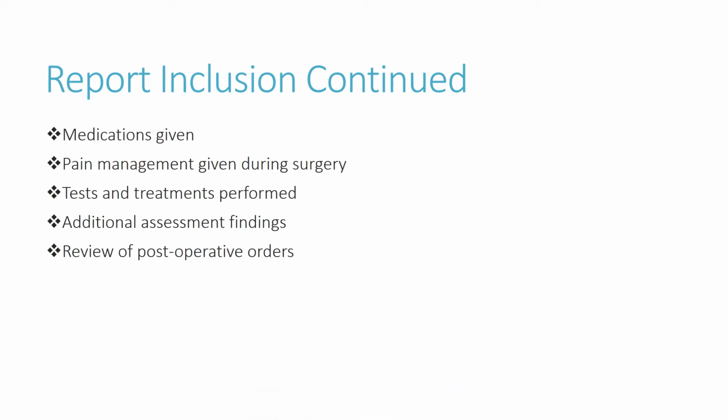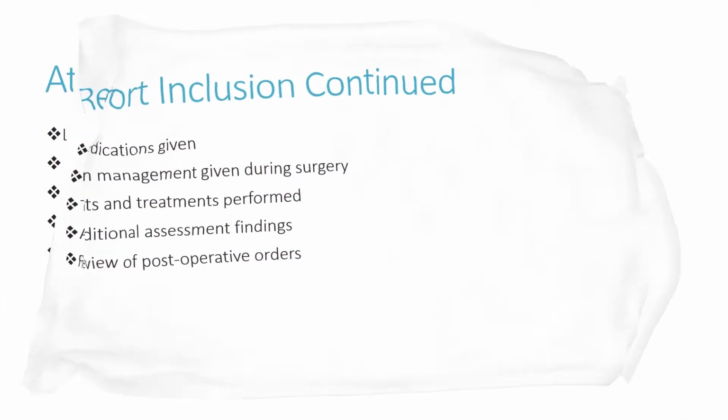What type of medications has the patient been given? Do they receive antiemetics, opioids, blood pressure medications? How was pain managed during surgery to aid in pain reduction during the wake-up phase? Were any tests performed, such as finger-stick blood sugars, and were treatments given based on test findings? Were there additional assessment findings, such as abnormal lung sounds, or pulses that could not be located even with a Doppler? Make sure you review all post-operative orders given by the anesthesiologist as well as the surgeon.